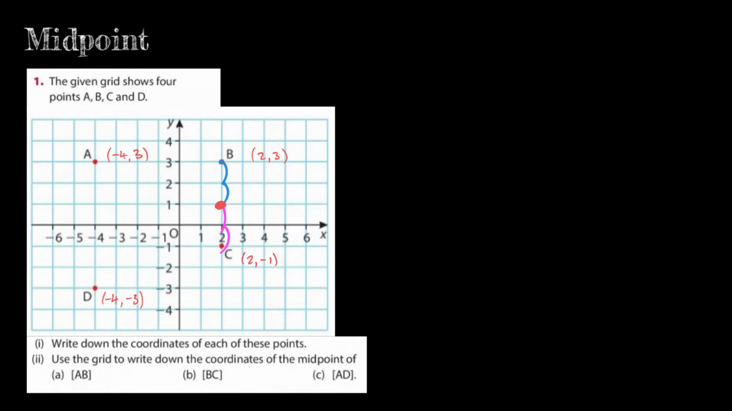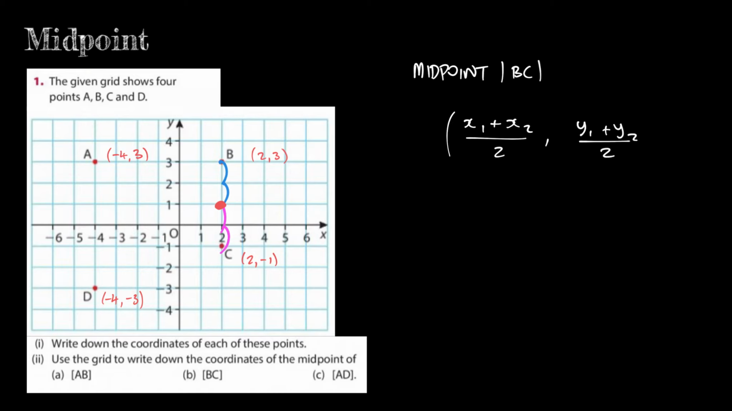So how I prove that is I use the midpoint formula. So the midpoint formula is very simple. Midpoint of BC this time. And how I get the midpoint is I add my x values and divide by 2. Add my y values and divide by 2.